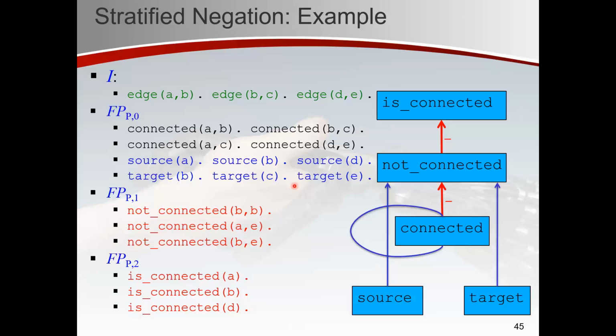Then we include the not connected predicate. The not connected predicate can now look at these connected facts. And we don't have a fact saying B is connected with B. So not connected B,B is true, A,E is true, B,E is true, and so on. And in the second part, we have a new fixed point operator, including now the predicate is connected. And we again let it run until it finds a fixed point, and then we're done. So A, B, and D are connected to other nodes, and C is not, for example.